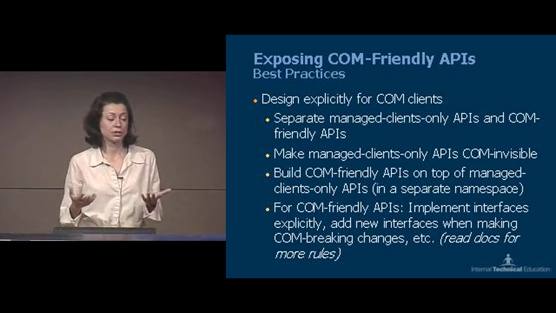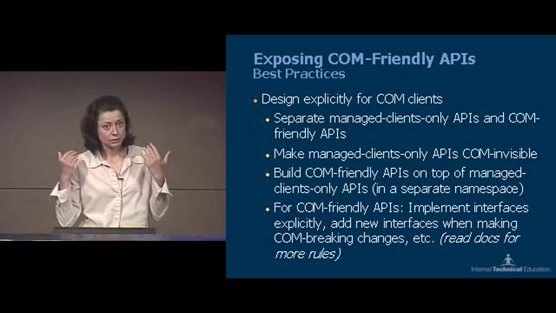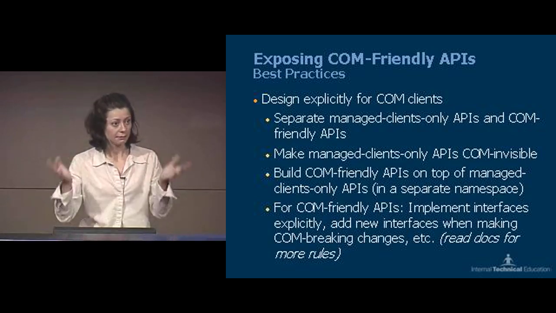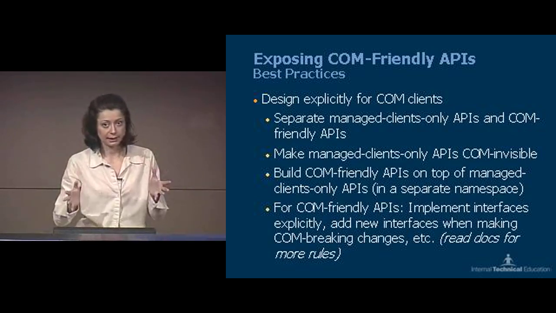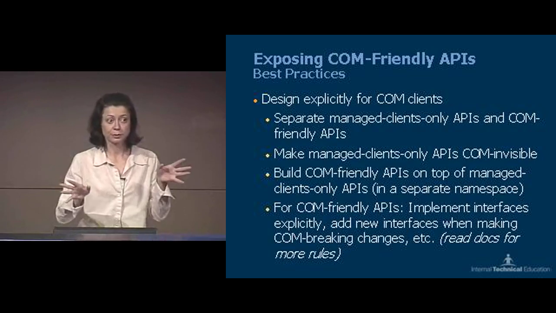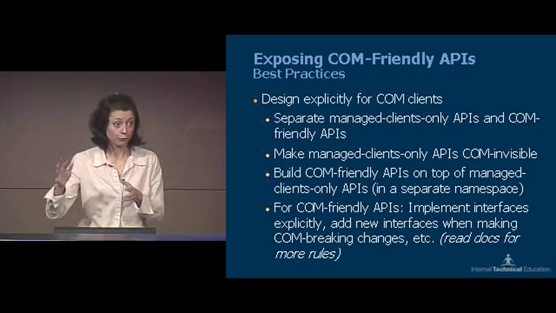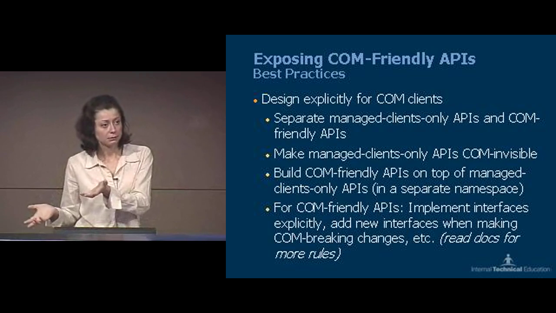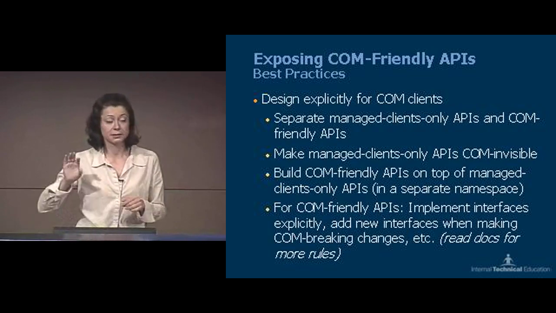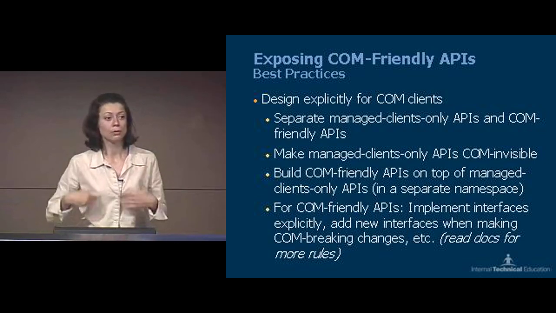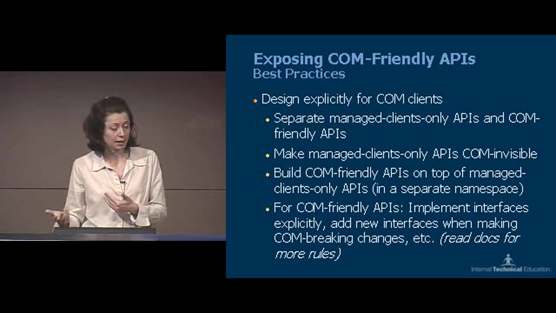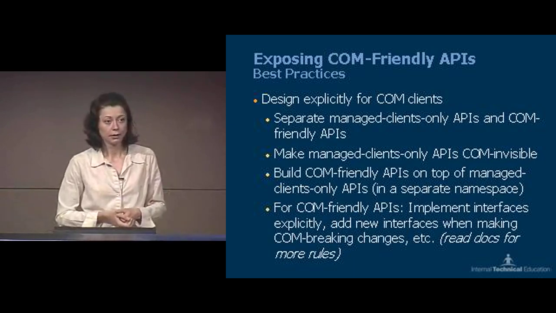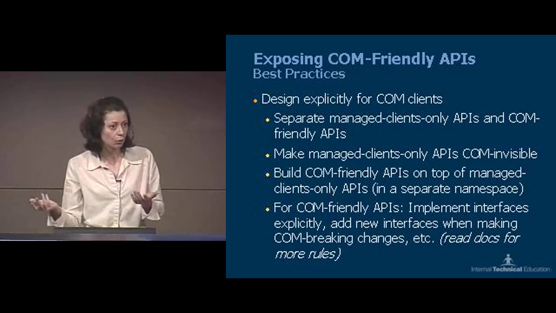So what we're suggesting to people is to start designing their managed APIs, following all the design guidelines, and have their set of APIs designed like that. Make this COM invisible. There is an attribute you can use, ComVisible(false), to make your classes COM invisible. Then design a separate set of APIs that is for COM clients only, and you follow all the design guidelines for these APIs. Obviously, these classes can internally just call into your managed-only classes and just forward calls back and forth.